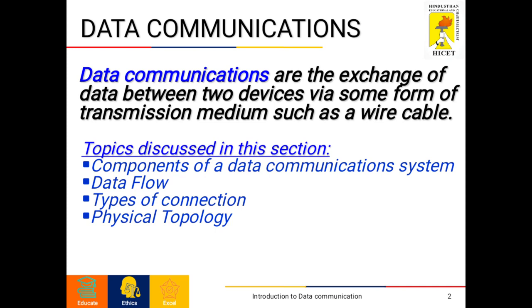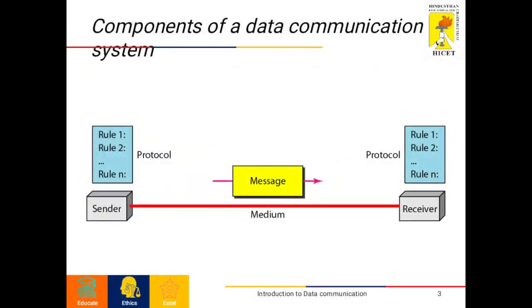Now we are going to see what data communication is. Data communication refers to the exchange of data between two devices. This exchange of information takes place through a transmission medium, which may be either wired or wireless. For data communication to occur, the communicating devices must be part of a communication system. In this session we are going to discuss the components of a data communication system, data flow, types of connection and physical topology.